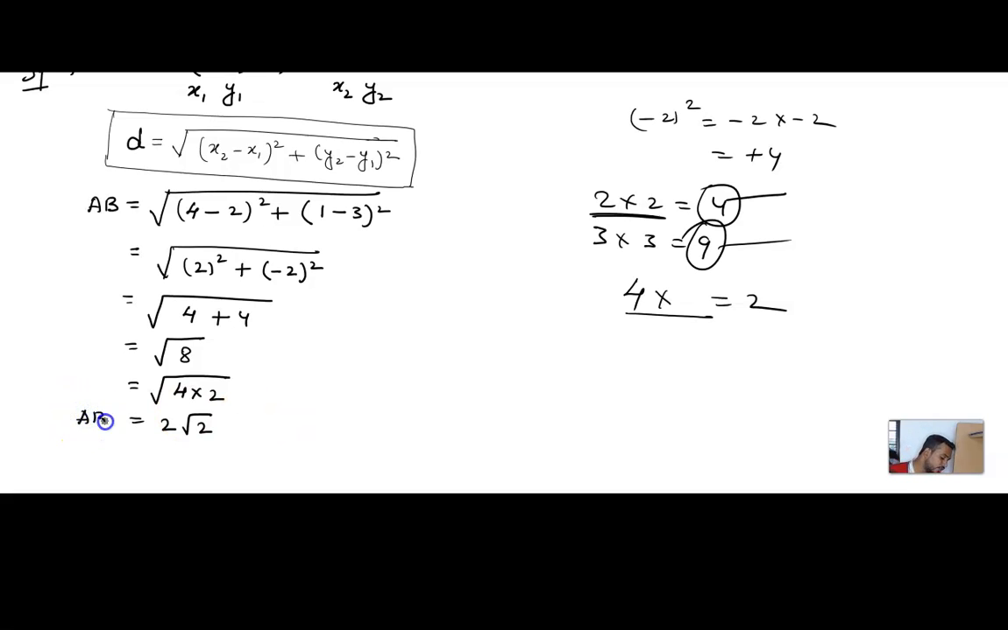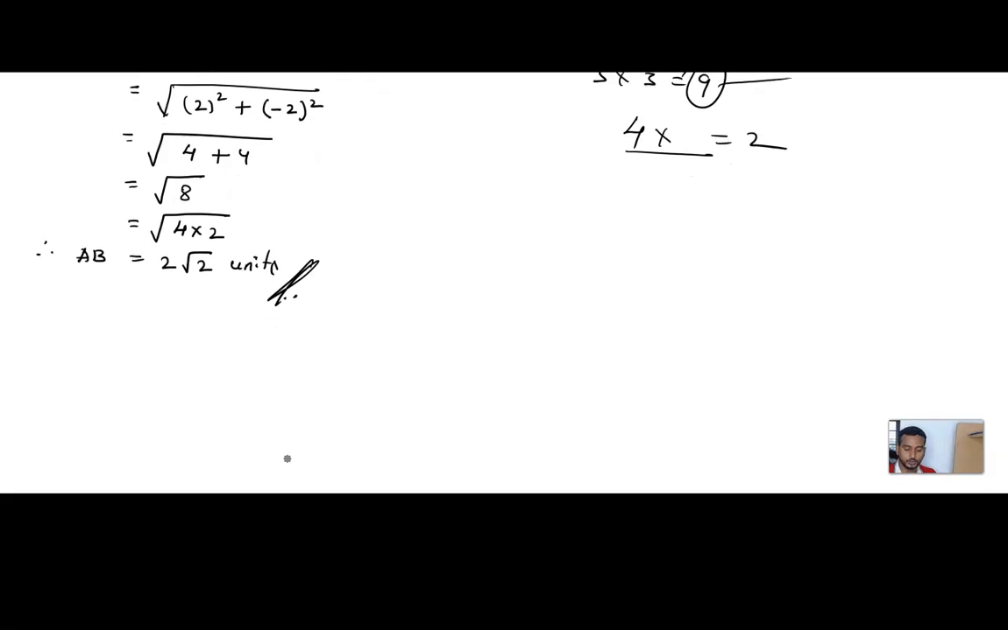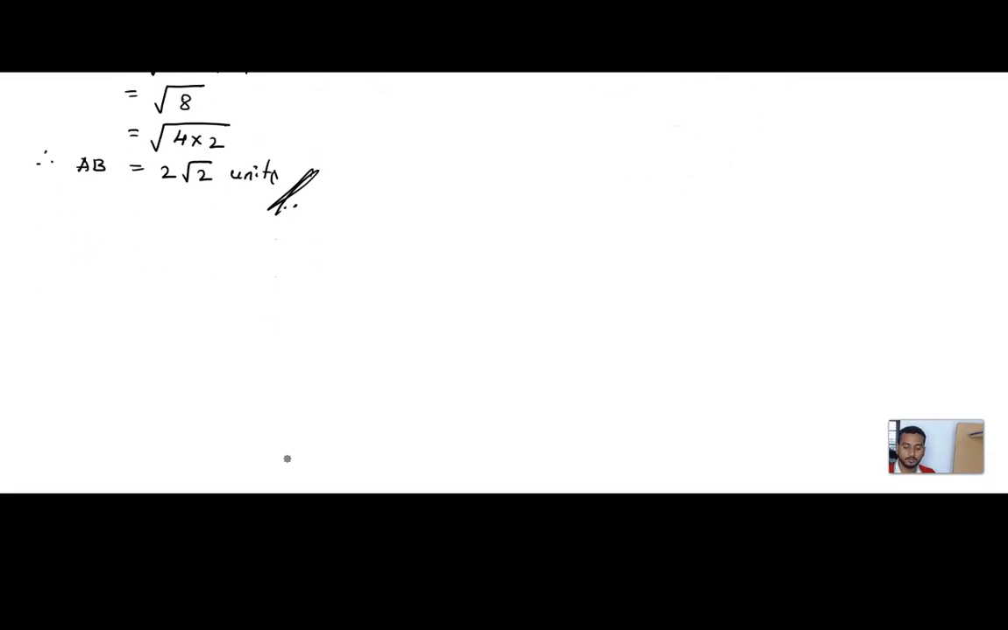So we can write finally, therefore AB is equal to 2 root 2 units. So this is the final answer. So what is the distance between the 2 points? That is 2 root 2 units. Got it? Very good. Similarly, in the same problem, he has given option 2. I hope you have understood this problem. Correct? Yes. Now we are going to solve one more problem, that is option 2.